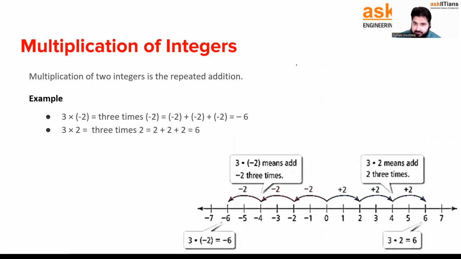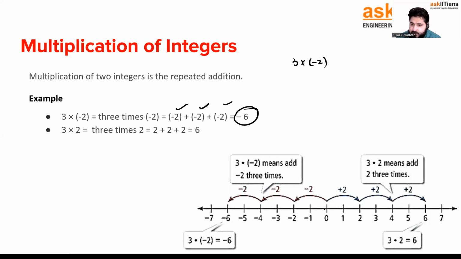Let us suppose you have 3 multiplied by negative 2. That means 3 times negative 2: once, twice, and thrice, and that is equal to negative 6. Very easy.